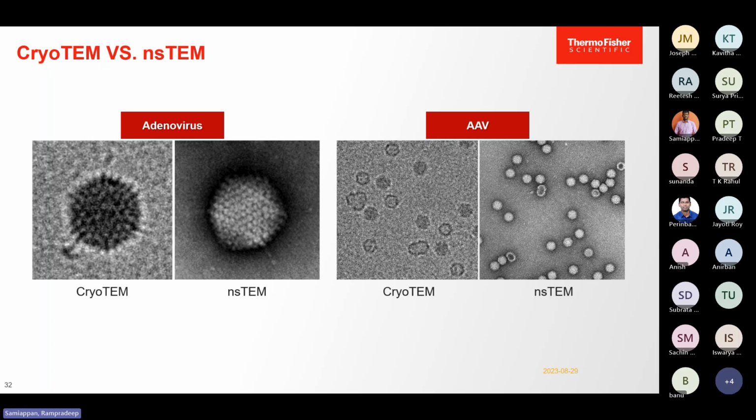On the right side, you can see a cryo-EM sample of, I think, an AAV virus, where you can see doublets and triplets very clearly. And also you can see the density filled and empty very clearly. And this is the NSTEM representation.